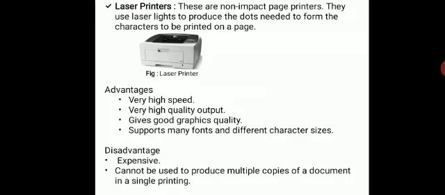Example, laser printer. These are non-impact page printers. They use laser light to produce the dots needed to form the character to be printed on a page. Advantages: very high speed, good quality, good graphics quality, support many fonts and different characters in size. Disadvantages: expensive, cannot be used to produce multiple copies of a document in a single printing.